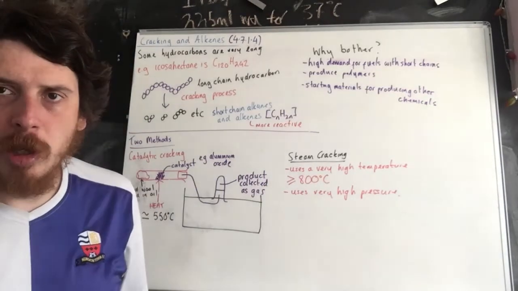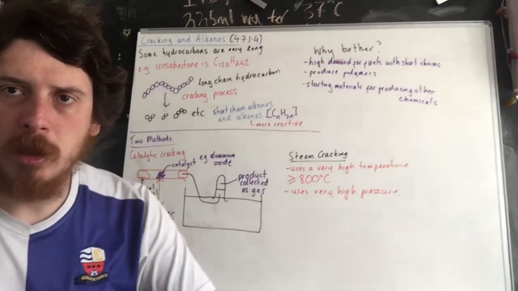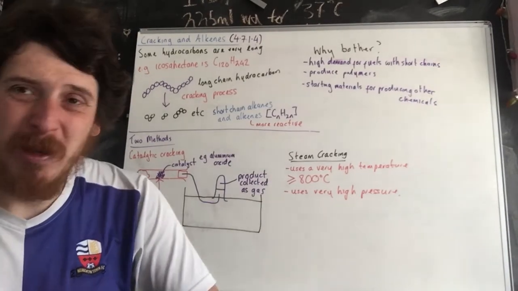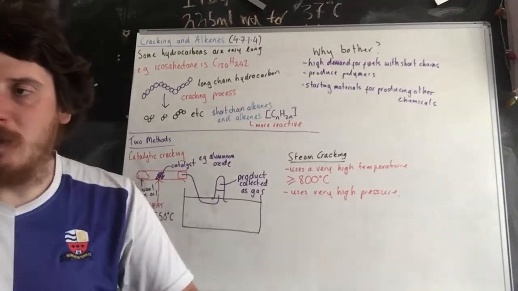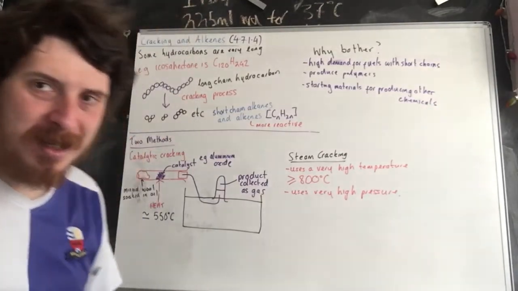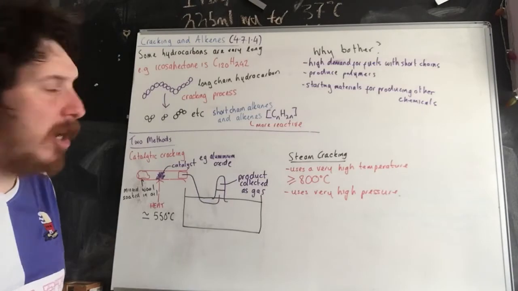Hello everyone. So now we've talked about long chain alkanes and long chain hydrocarbons, we now have to look at how we break them down to make them more useful. So we use a method called cracking to break down these long chain hydrocarbons.